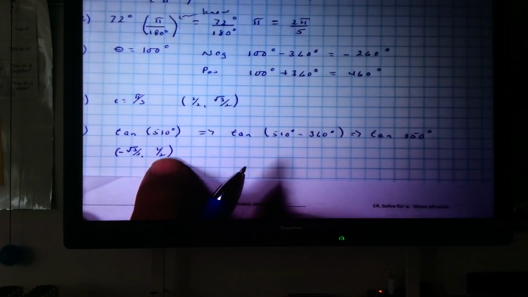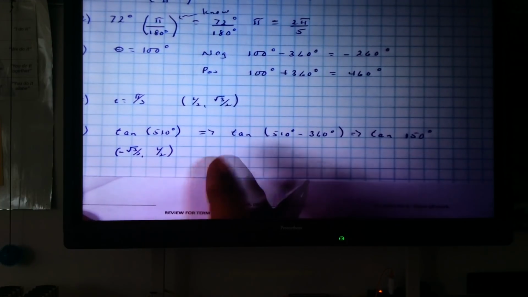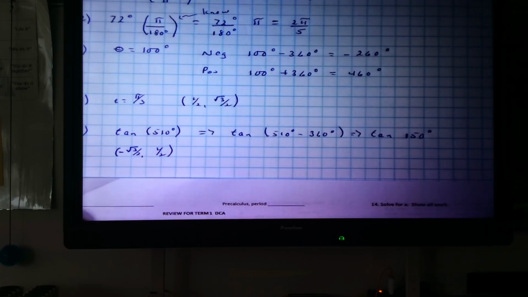Okay, is this point correct? So the exact value means the 4? Yes. No, the exact value means it's going to have a radical in it, but it won't be a decimal.